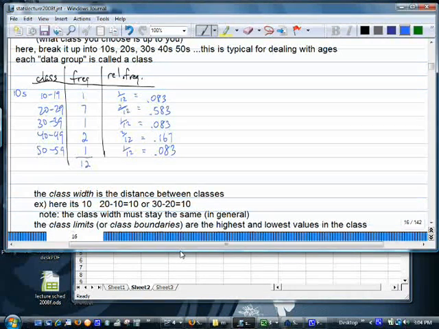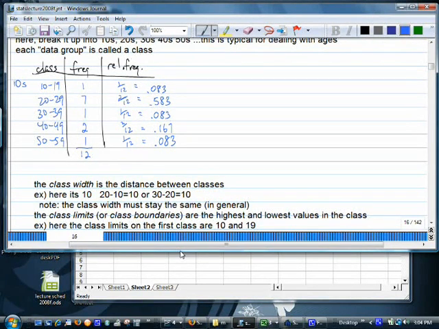This is your first class, the 10s. What's the lower class limit? In other words, what is the smallest value? 10. Upper class limit. Biggest value. 19. That's it.